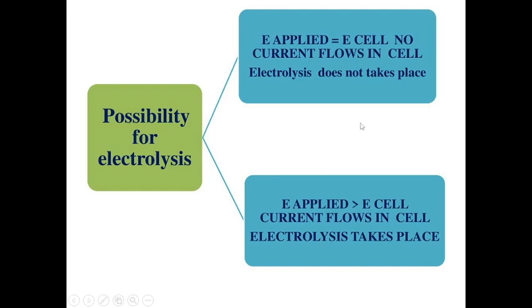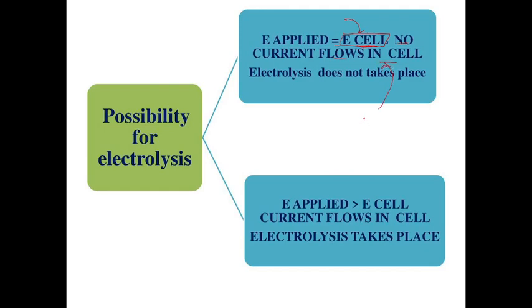Okay. So E applied and E cell. Suppose you are measuring your E cell by the Nernst equation. You can calculate cell potential by the Nernst equation. Obviously, if you are applying only the potential according to the Nernst equation, then no current flows in the cell, because it requires a little bit higher voltage, which we have already discussed.